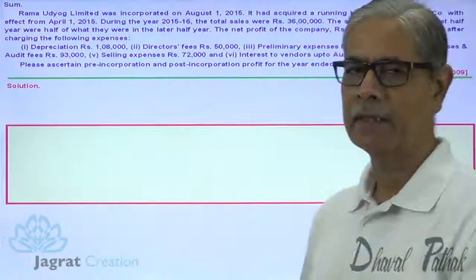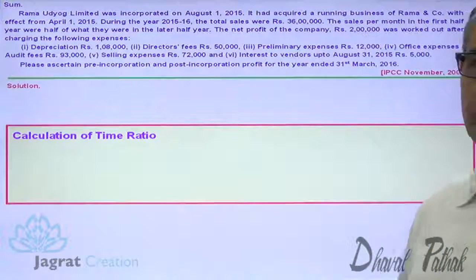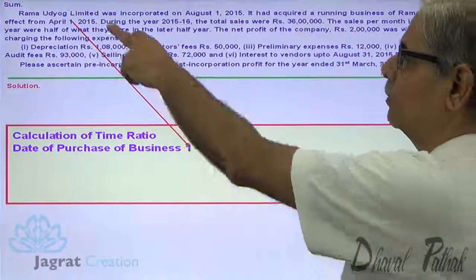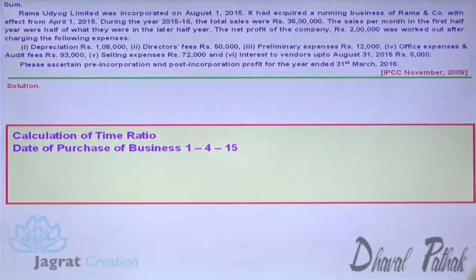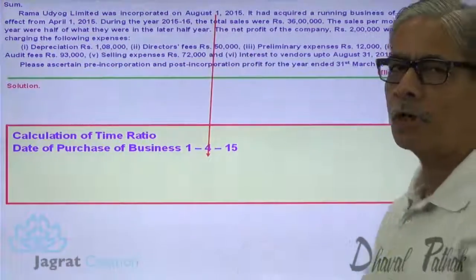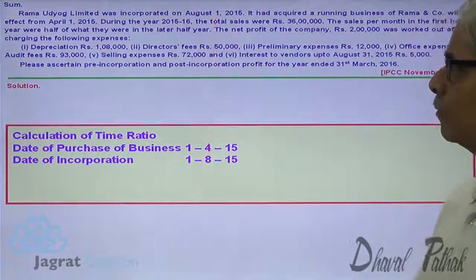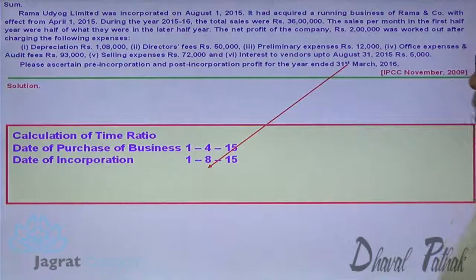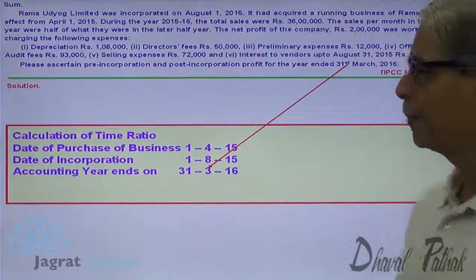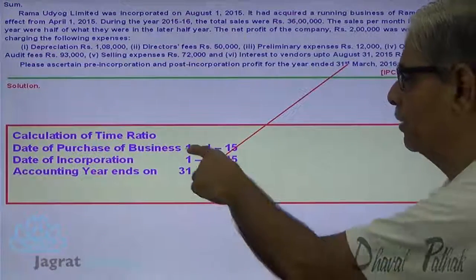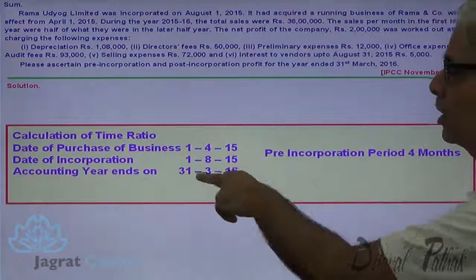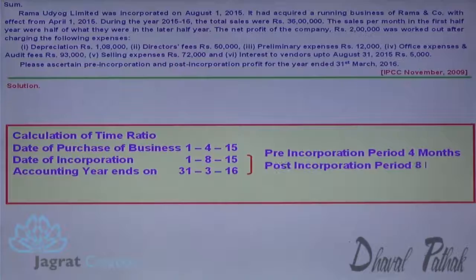For time ratio, I will prepare a working note over here. First of all, the date of purchase of business, 1st of April 2015. Date of incorporation, 1st of August 2015. During the year 2015-16, the accounting period ends on 31st of March 2016. Pre-incorporation period is from 1/4 to 1/8, so 4 months. Post-incorporation period from 1st of August to 31st of March, so it works out to 8 months.